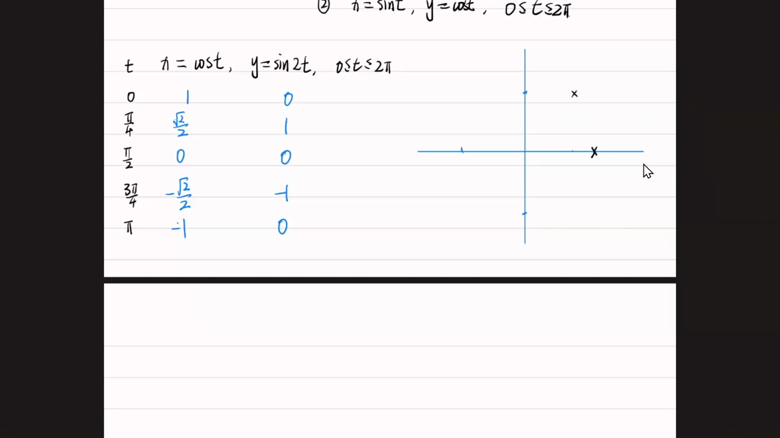Do you agree? These 2 points. First one, this. Second one over there. So x is square root of 2 over 2, a little bit less than 1, and y is 1. Okay, the third point, where is it? Origin, okay. Sakina, fourth point. Yes.